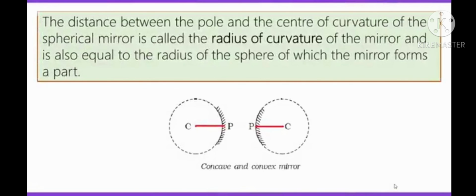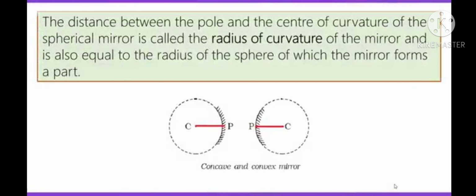The curved reflecting surfaces are known as curved mirrors or spherical mirrors. The spherical mirrors are of two types. One is the concave mirror, another one is the convex mirror. How can we get these curved mirrors? The curved mirrors can be obtained by cutting a hollow sphere. The part of a hollow sphere is known as a curved surface.